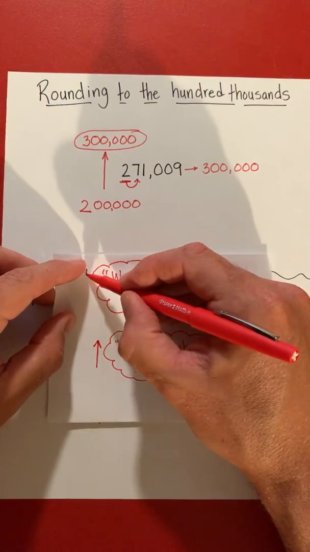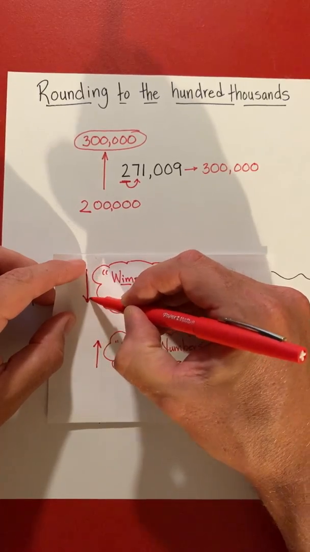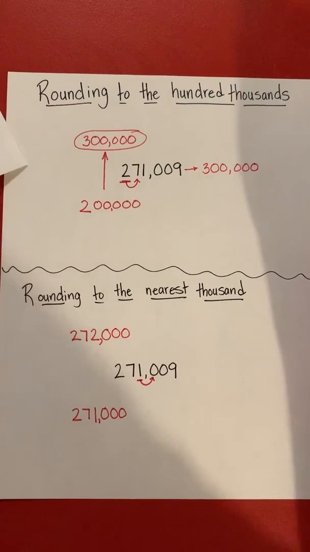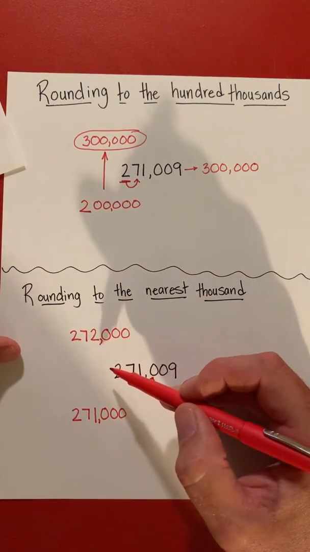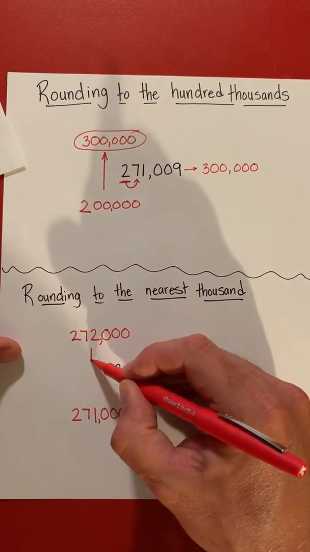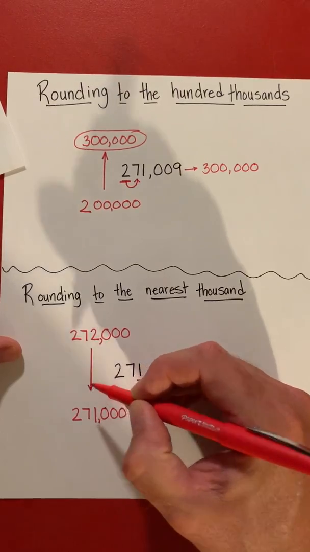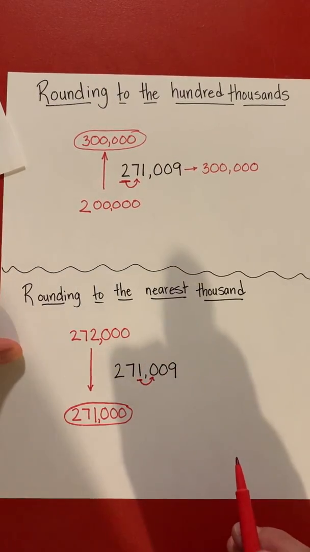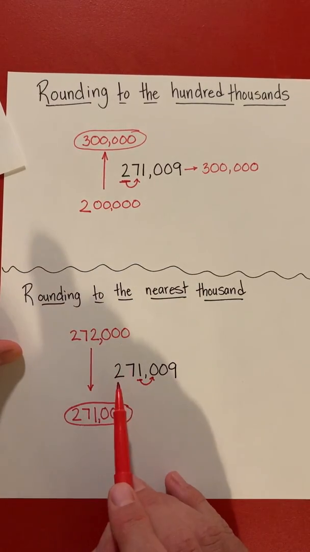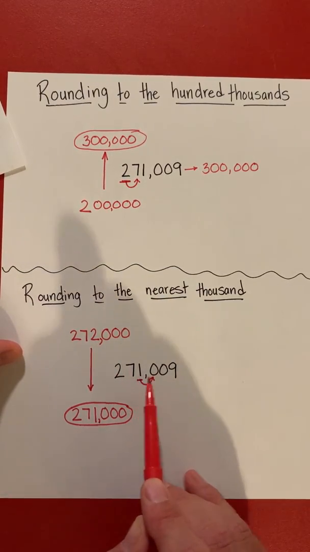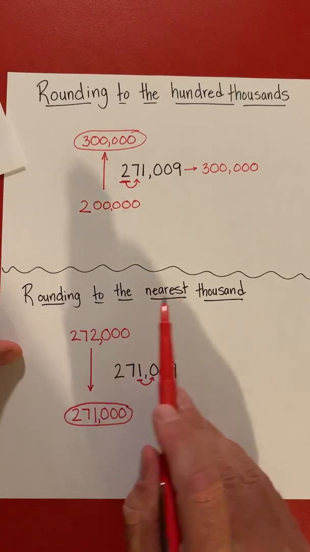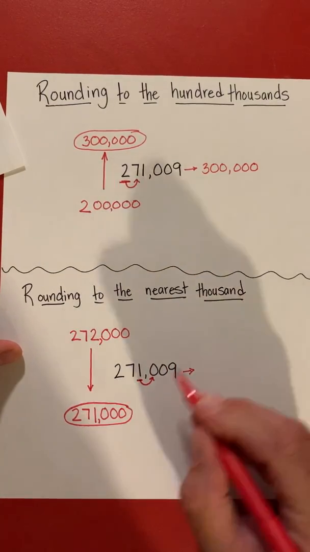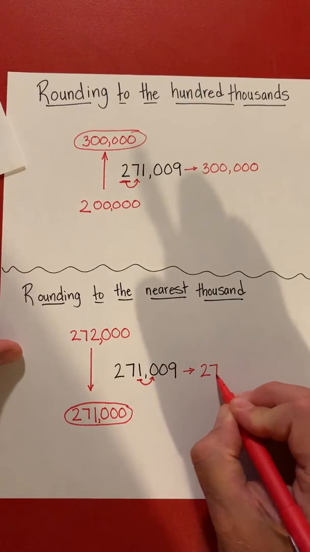So we know that wimpy things are not strong and they cannot pick things up. So they put things down. Once again, we're going to come in between our two benchmarks and we're going to draw a down arrow, which is pointing to our answer of 271,000. If we are going to round the number 271,009 to the nearest thousand, we would round that down to 271,000.